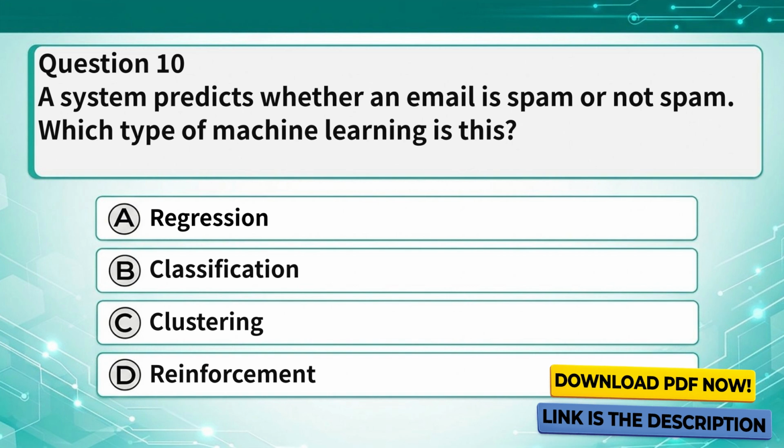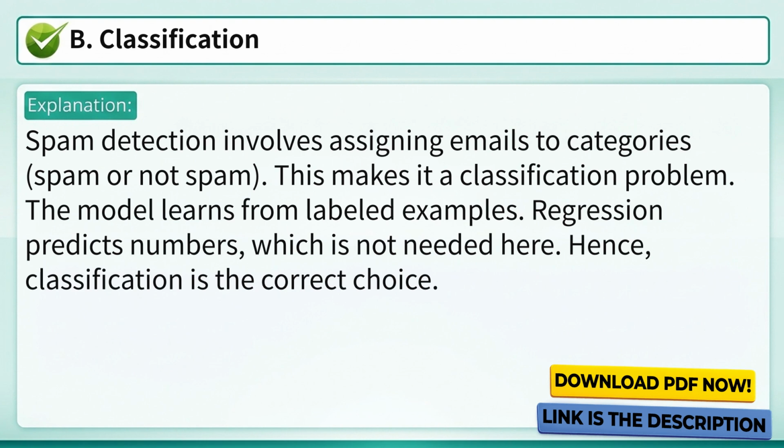Question 10. A system predicts whether an email is spam or not spam. Which type of machine learning is this? A. Regression. B. Classification. C. Clustering. D. Reinforcement. Answer, B. Classification. Explanation. Spam detection involves assigning emails to categories, spam or not spam. This makes it a classification problem. The model learns from labeled examples. Regression predicts numbers, which is not needed here. Hence, classification is the correct choice.